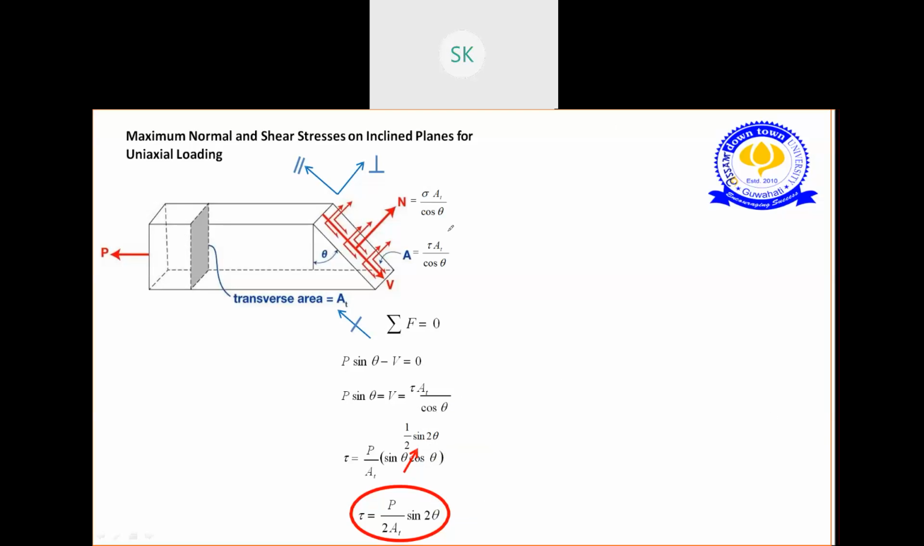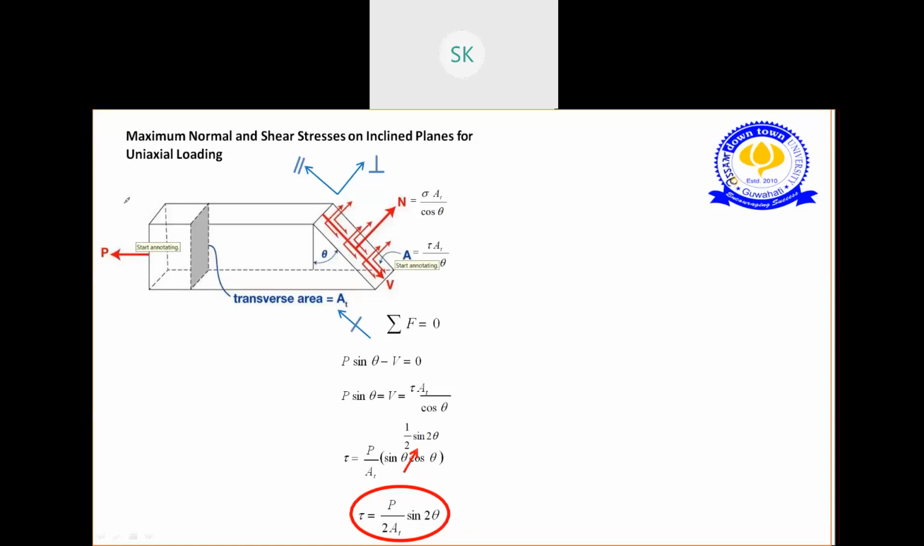So now we have the value of N, the value of V, and P. Now we have to equilibrate the forces. This is in the horizontal direction, and we don't have any force in this direction, so I cannot take the equilibrium of these forces. Most importantly, we need N and V. So we have to resolve P into the perpendicular direction and the parallel direction.